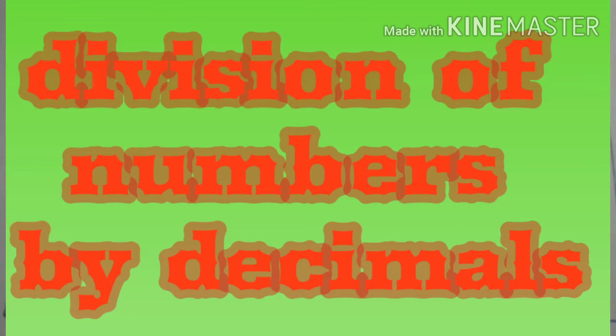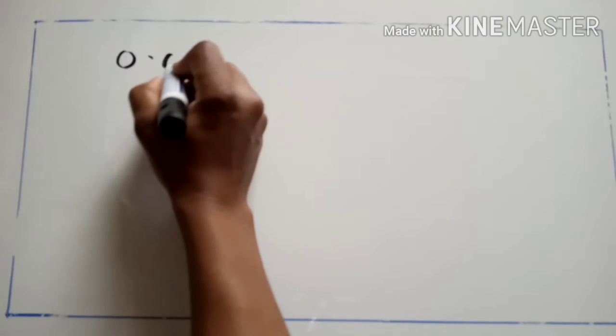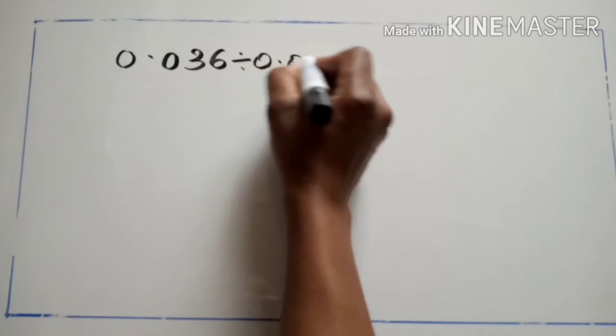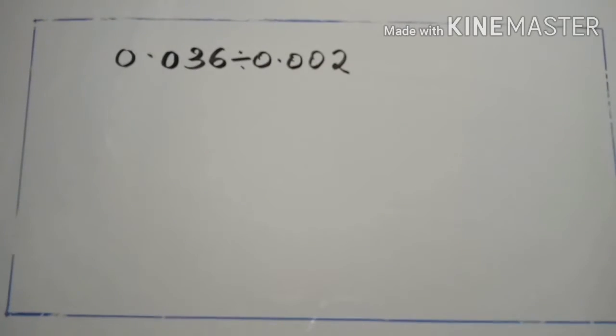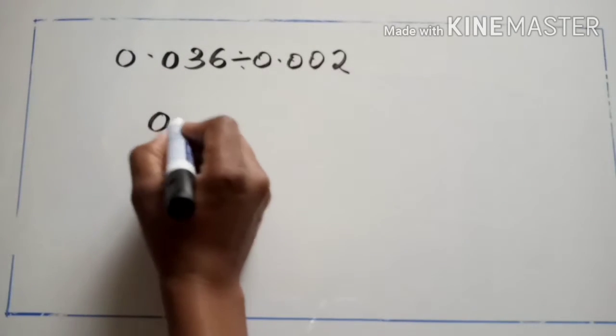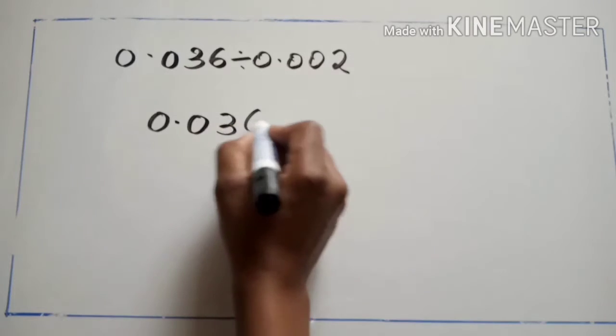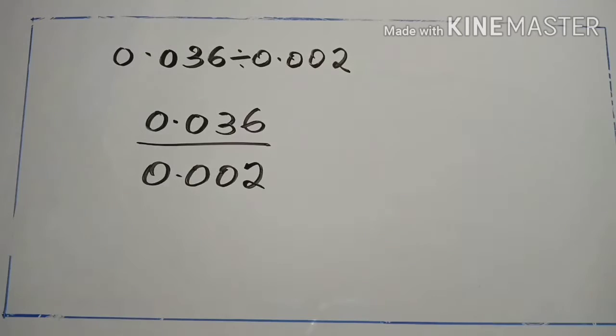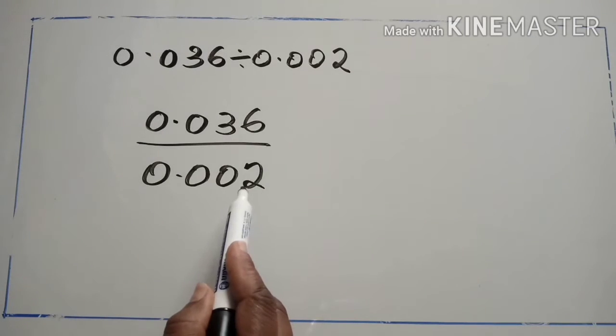Welcome to another session where we are going to divide decimal numbers by decimal numbers. To start us off, we are going to work out an example of 0.036 divided by 0.002. The first thing we said, we arrange this as a fraction so that we have 0.036 over 0.002.